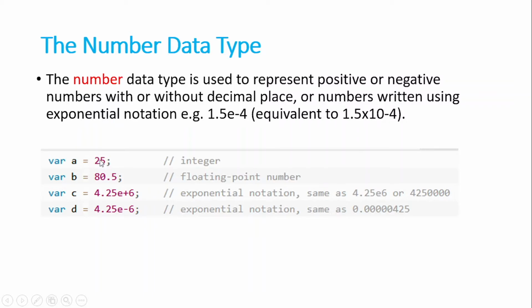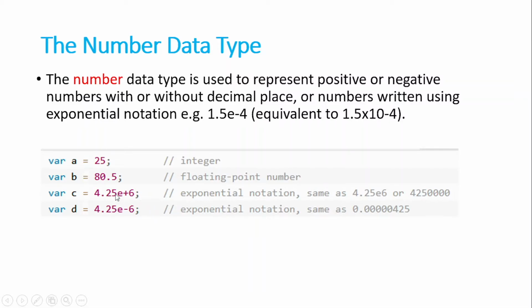You can add negative values here as well. So this number which isn't having any decimal point is called integer numbers. So integer can be negative and positive as well. This 80.5 is actually a decimal number or a floating point number. This one is an exponential notation of a number. So this is basically equal to this one.